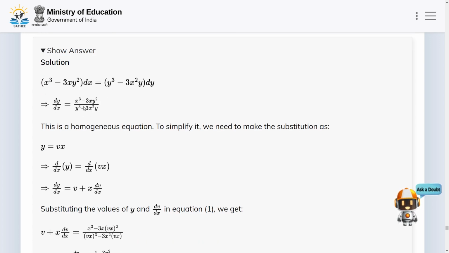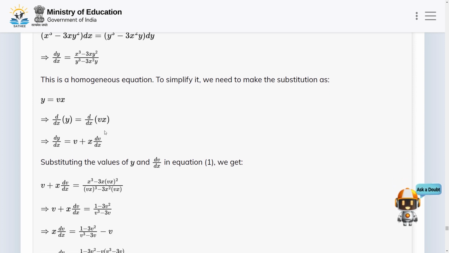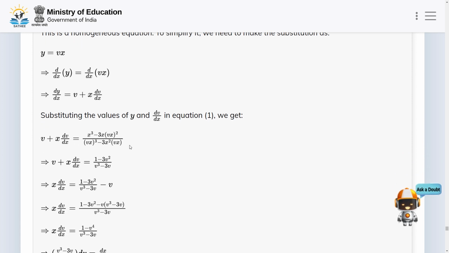Now, if you substitute your x as lambda x and y as lambda y, then you can easily see that it is your homogeneous equation. If this is your homogeneous equation, then it can be solvable by using substitution. What substitution? y is equals to vx and dy by dx is equals to v plus x dv by dx. These two substitutions you have to make. You will get your new equation in terms of v and x as this.